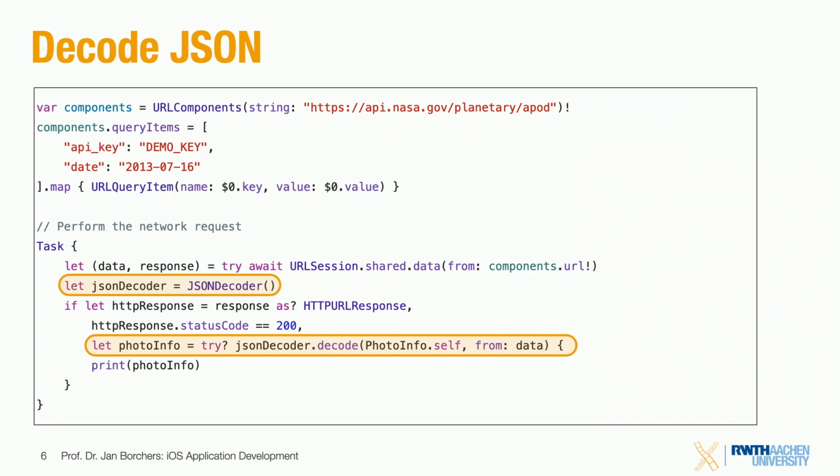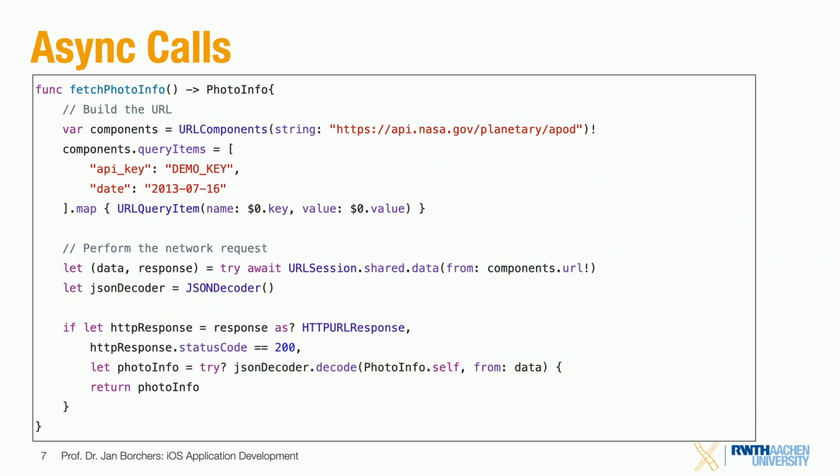So if we move all of that into a function, we can have here our function fetching the photo info, and we want to get a photo info back. And now everything is just copied over, so creating components, calling the session, decoding the information that we have, and then returning the photo info in the end that we unpacked.